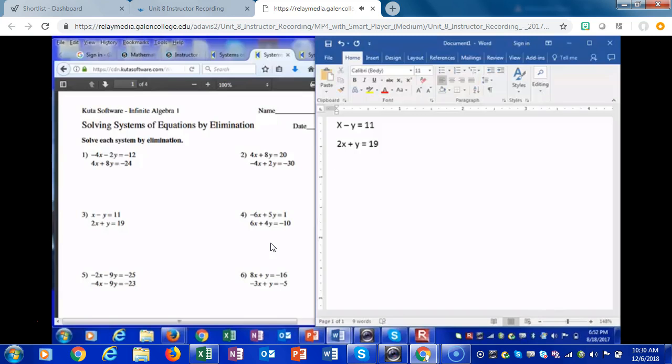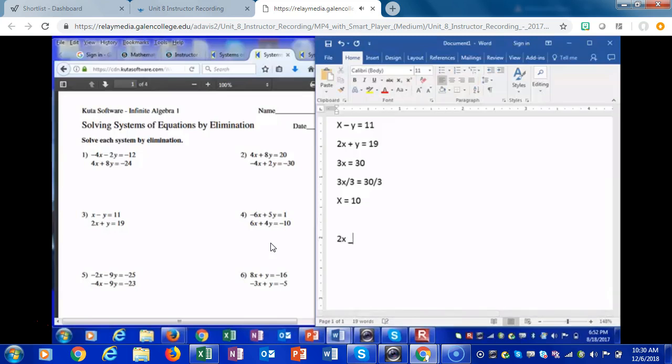When I cancel the y's, 1x plus 2x is 3x. That equals 11 plus 19 is 30. Okay? 3x divided by 3 is the same as 30 divided by 3. So 3x divided by 3 is x. 30 divided by 3 is 10. So this is one of the problems that we initially started out with. Okay? So if we have x is 10, well, I'm going to input it into this second equation.